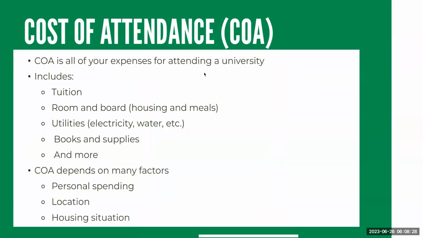So before I go into more depth about those different types of financial aid and resources available to you as an international student, like assistantships and fellowships, first, I want to go over cost of attendance. So cost of attendance or COA are all of your expenses needed for attending a university.